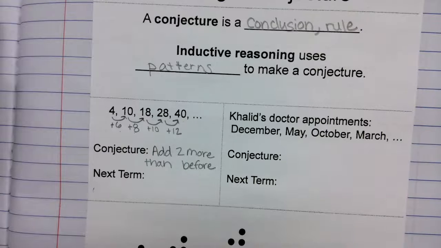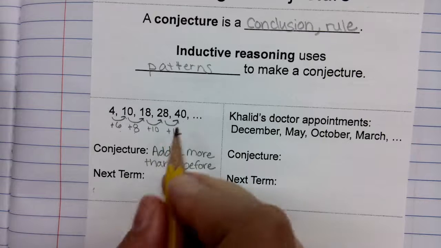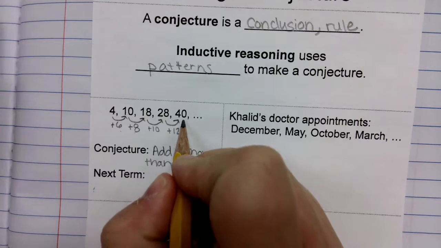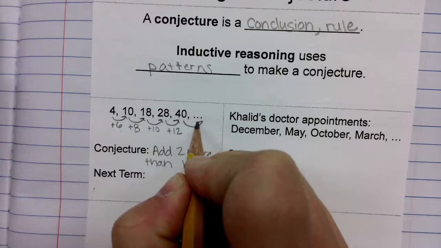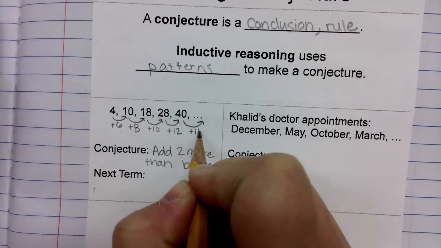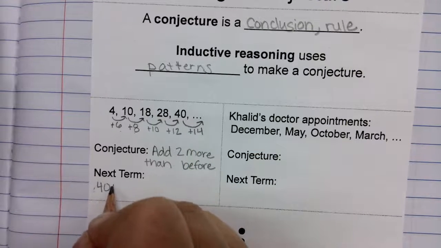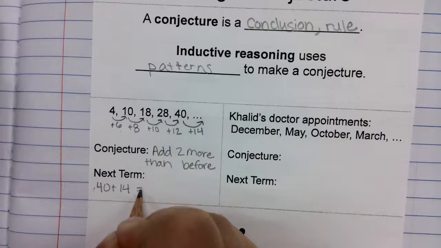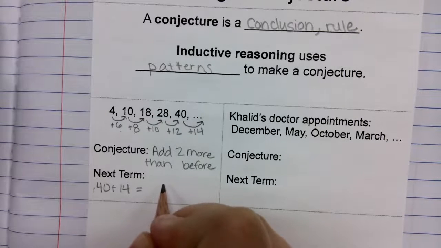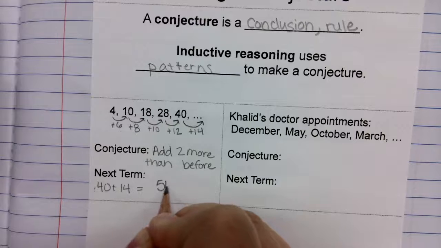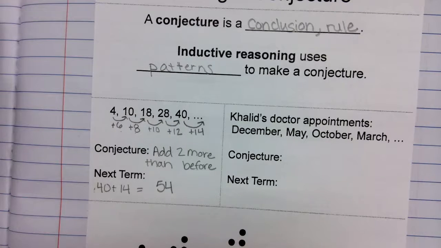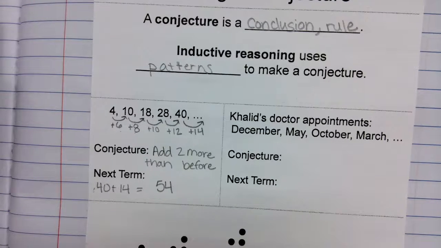Alright. Then our next term, we're going to take that 40, and what are we going to add to the 40? 14. So we're thinking 40 plus 14 is what? 54. And this one just says just the next term, so we don't need to keep going. We don't need to do the 3rd, 4th, 5th, 6th. We're just going to stop at 54 there.